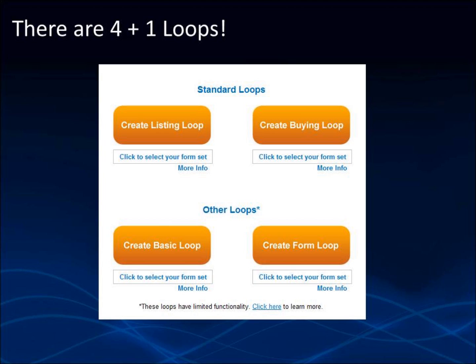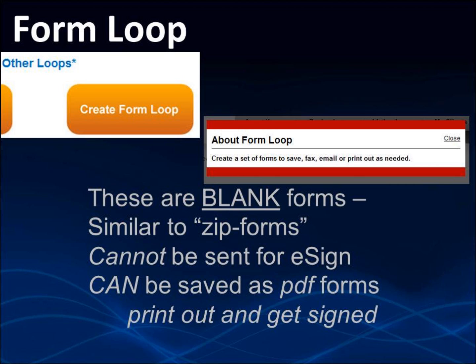And then note the red bar and box to the right to choose a video to explain the differences between each of these loops. Click on More Information under the orange box Create Form Loop. An information box pops up and the remainder of the screen dims. You cannot do anything until you close this pop-up. Close this pop-up. Form loops are blank forms, similar to zip forms. These forms cannot be sent for e-sign, but they can be saved as PDF forms.